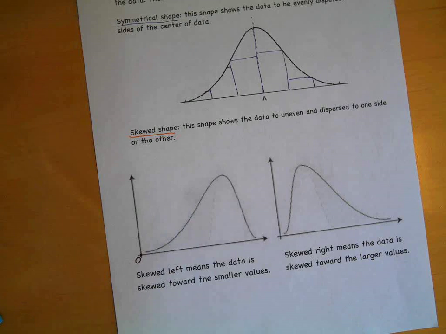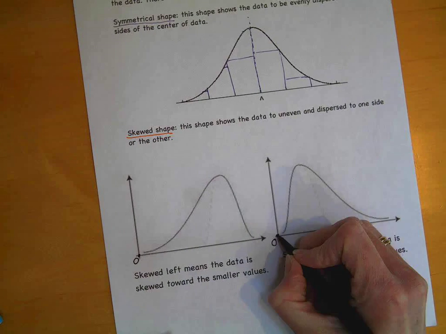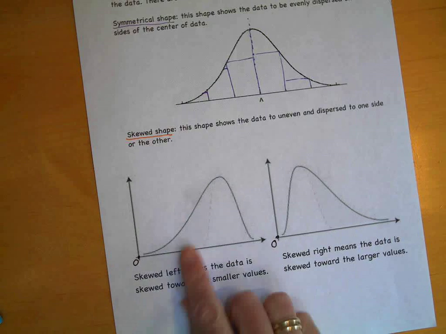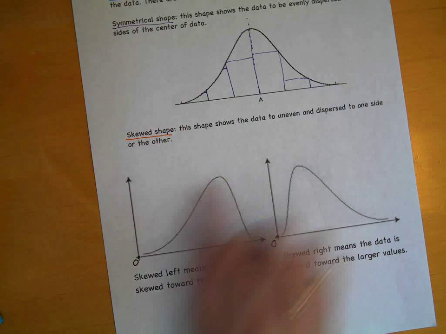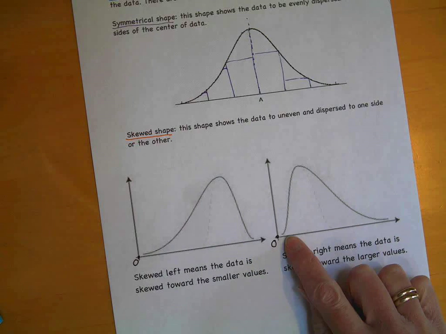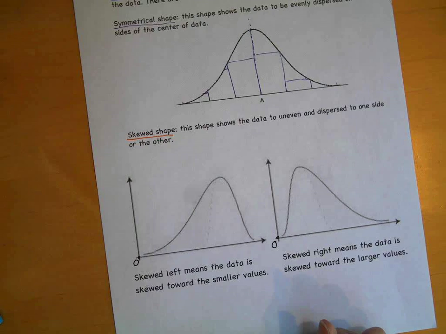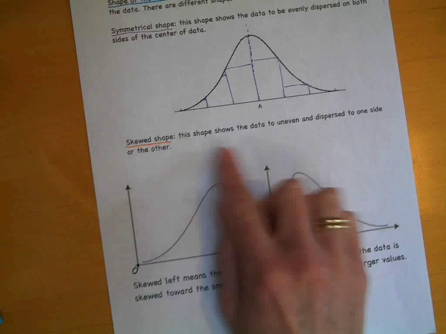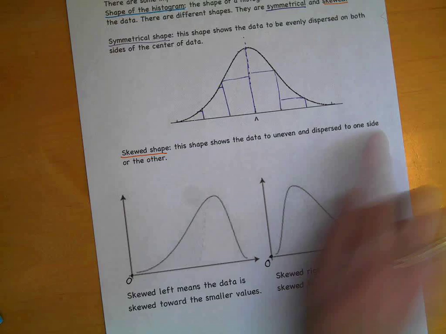Because remember, on all graphs, right here where the x and y collide, that's 0. So according to this graph right here, it means our data, its highest point of data was really far away from 0. Whereas on this one, our highest point of data is very close to 0. So do you see that?